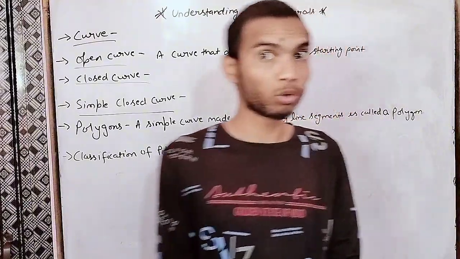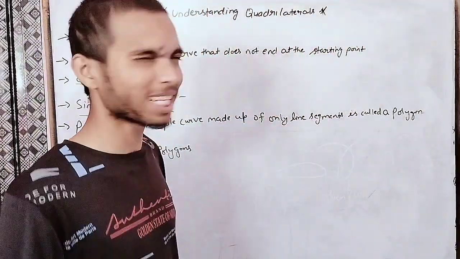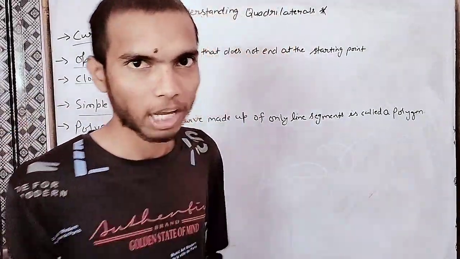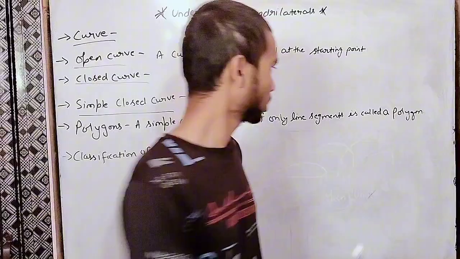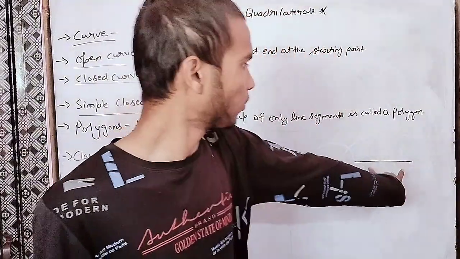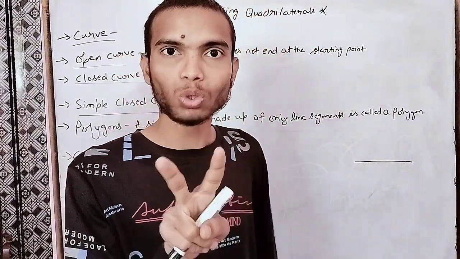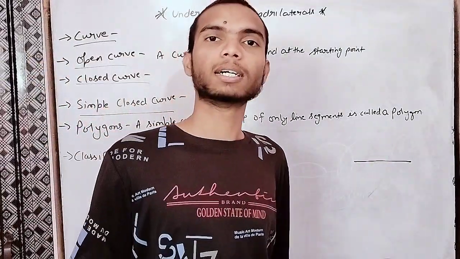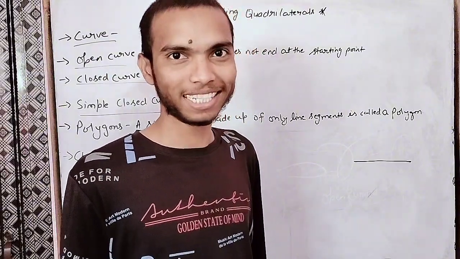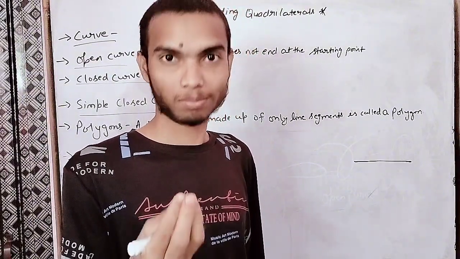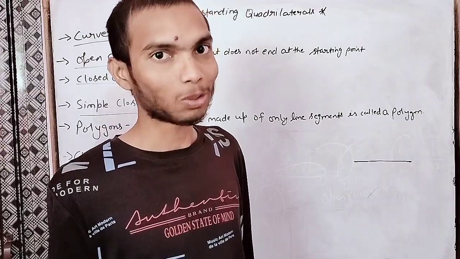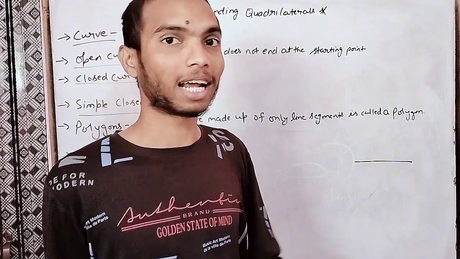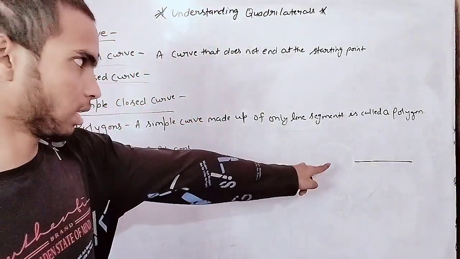Most of you already know what a line segment is. A line segment means we don't see an arrow. In a line segment, we will notice two end points. Two end points are compulsory to tell that this is a line segment. So two ends are compulsory to make a line segment. So this is a line segment.